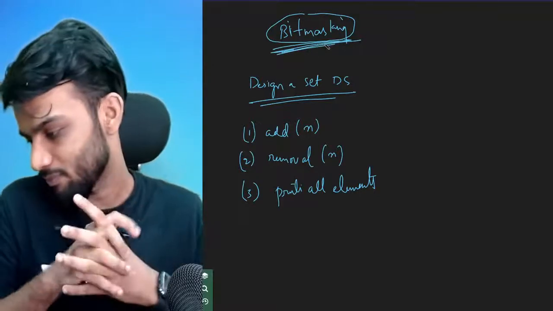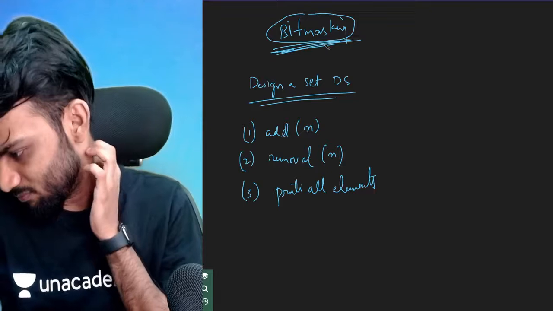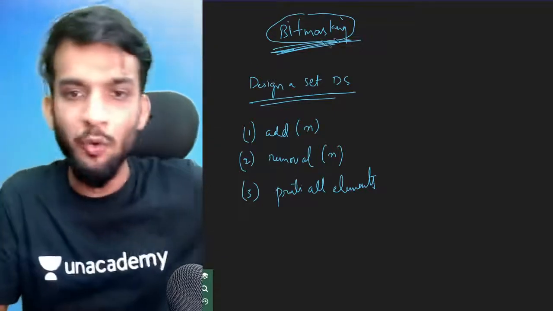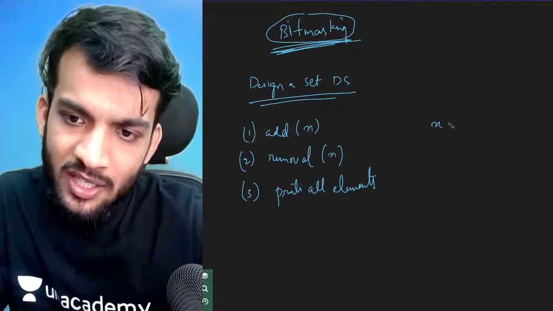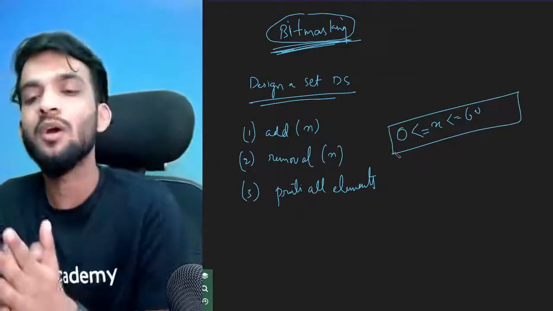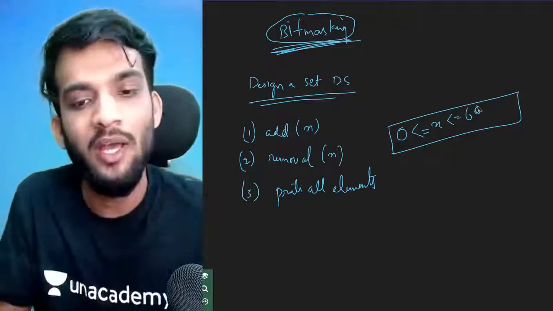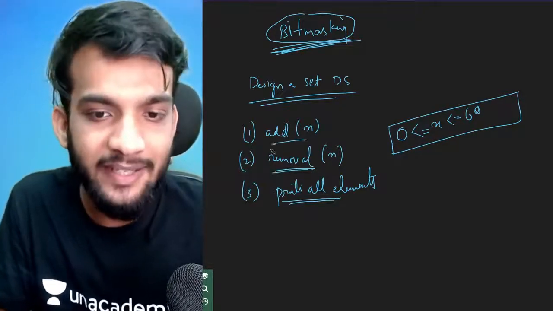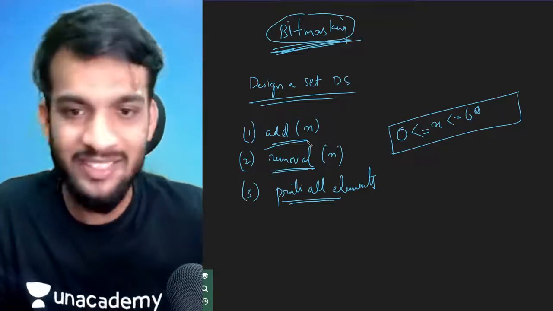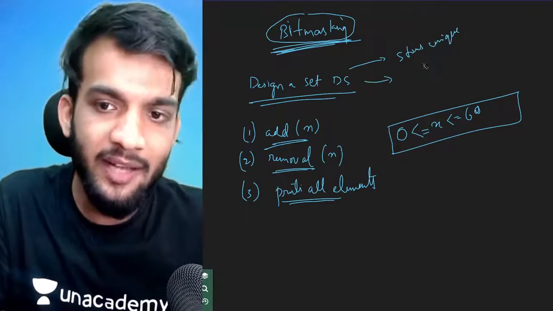ठीक है, bit masking. So now the constraint says x will be somewhere between this. The numbers will not be more than 60, or I can say 62, 63. Take it 60 and solve it. Numbers will not be lesser than 0. And it prints all the elements. It removes x. It adds x. What is a set data structure? Set data structure stores unique elements, and in ascending order. That is a set.